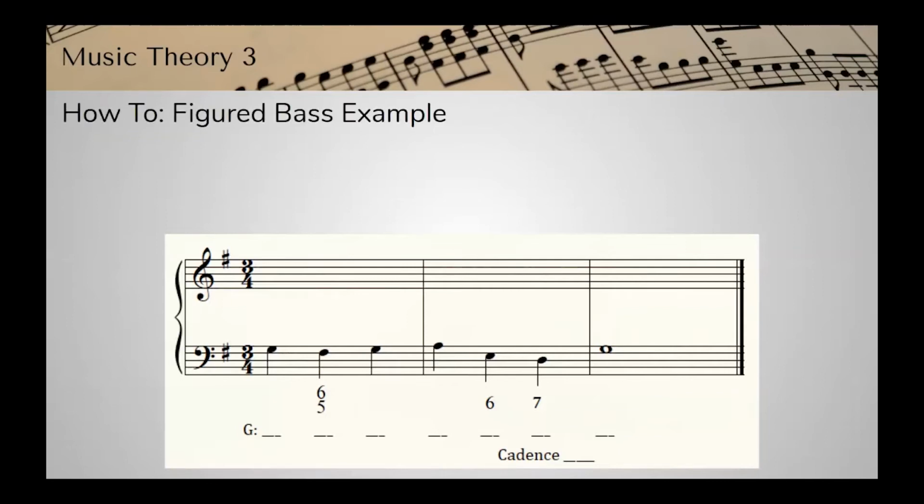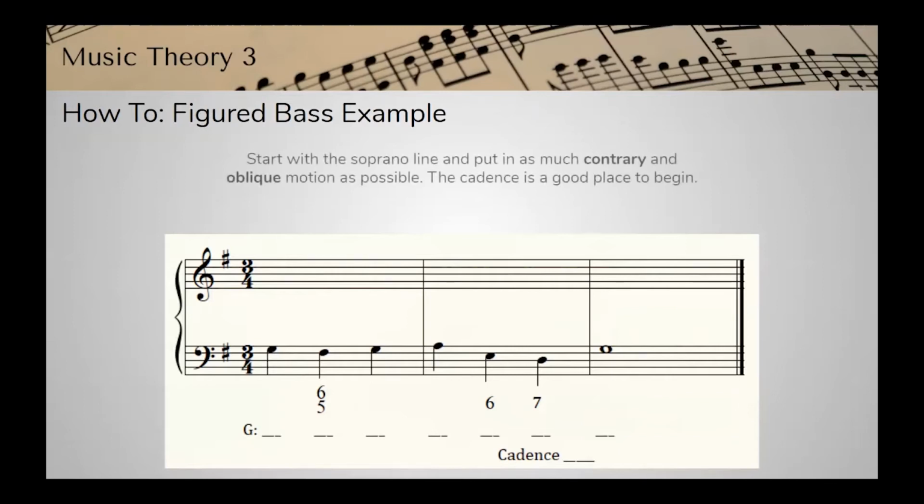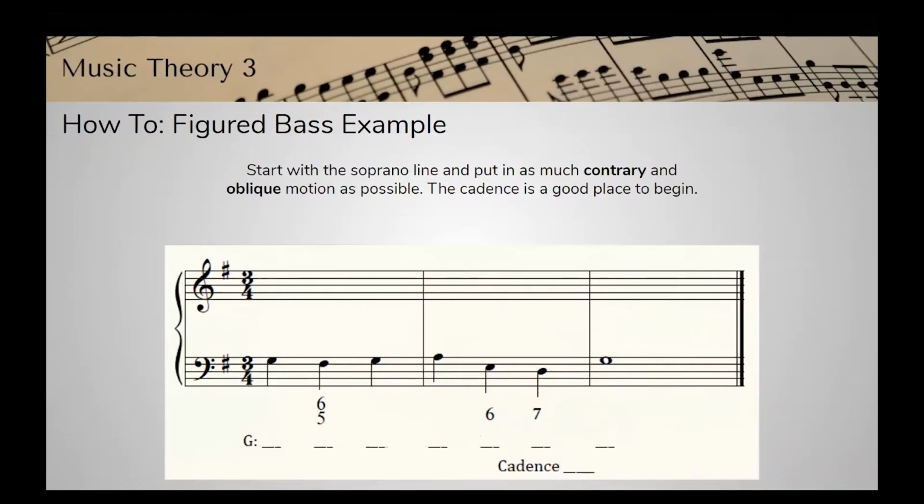So this is sort of a how-to for a figured bass example, a refresher. So you always want to start with the soprano line and put in as much contrary motion and oblique motion as possible. The cadence is a good place to begin. Okay, so let me get the pen up here. So let's start by writing a soprano line. We're going to emphasize contrary motion and oblique motion. And we want to start at the cadence.